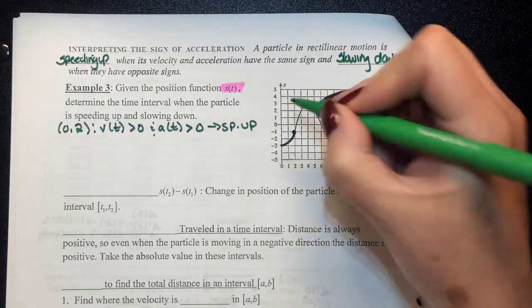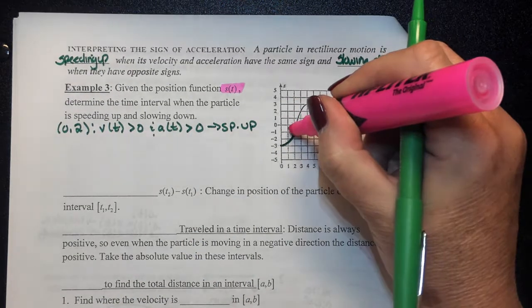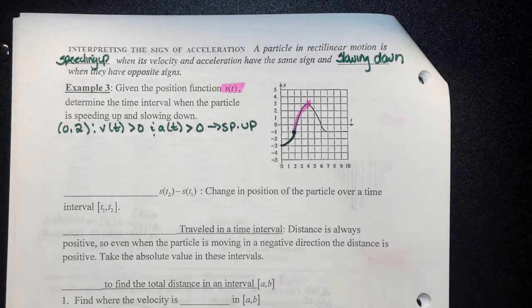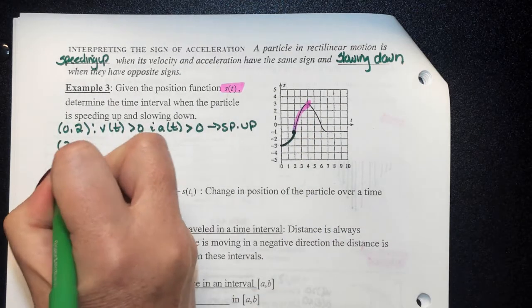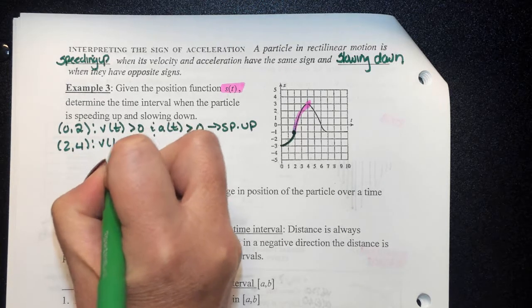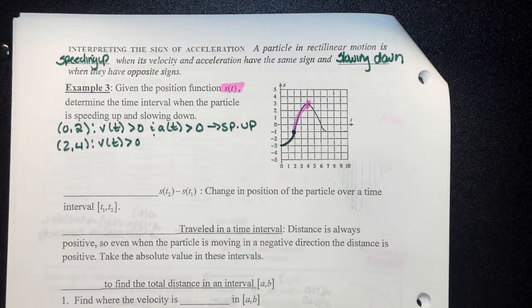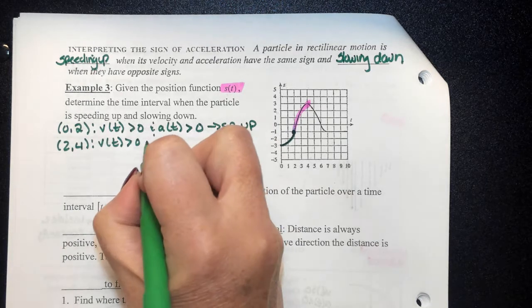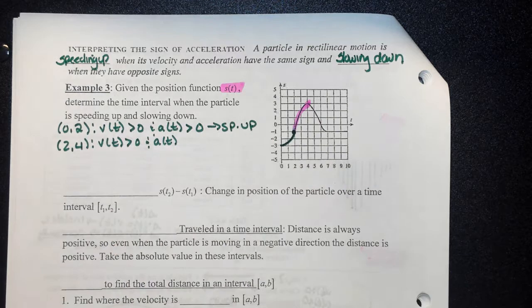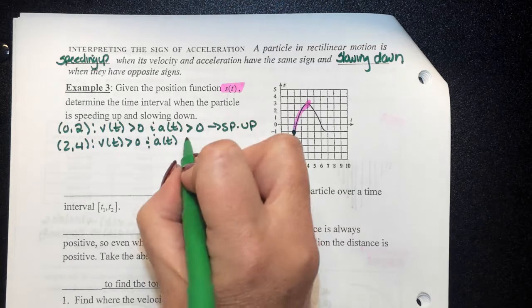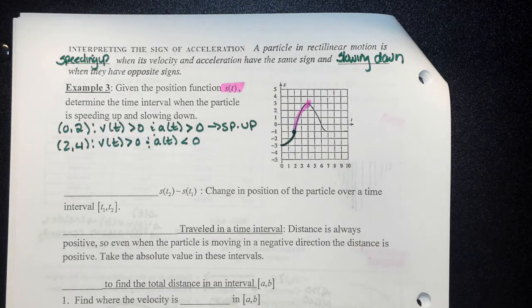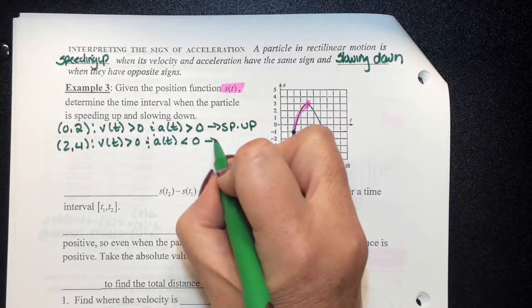All right, so now let's look at the time interval from 2 to 4. Tell me about your velocity. I'm looking at increasing or decreasing, so what's happening with velocity? Greater than 0, because it's increasing. Now for my acceleration, I have to look at the concavity. Am I concave up or concave down from 2 to 4? Down. So then my acceleration is going to be less than 0. So since velocity is greater than 0 and acceleration is less than 0, is this object going to be speeding up or slowing down? Slowing down.